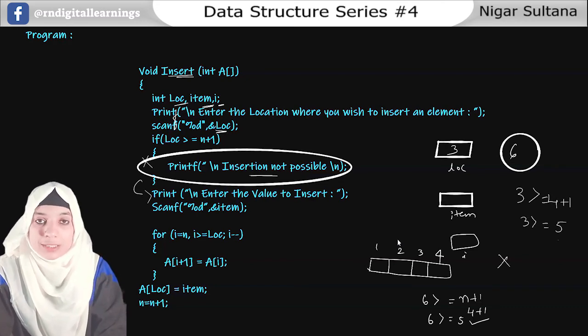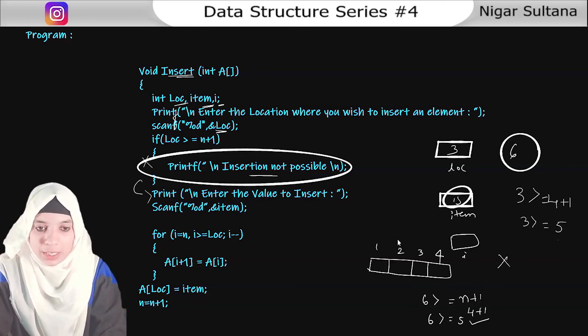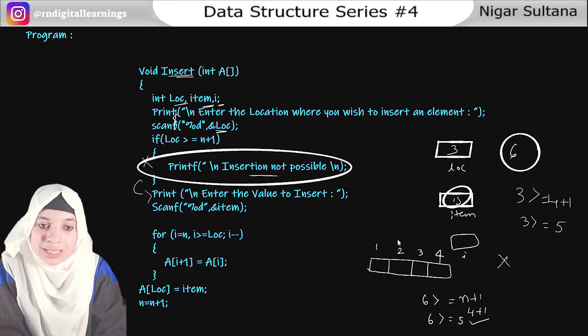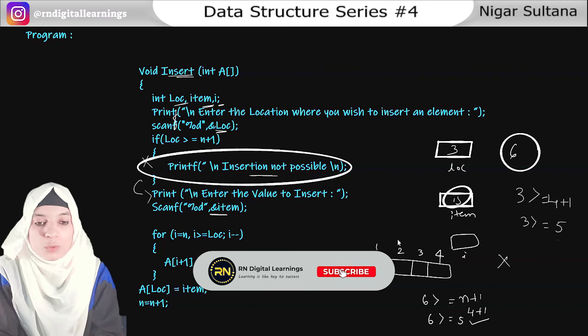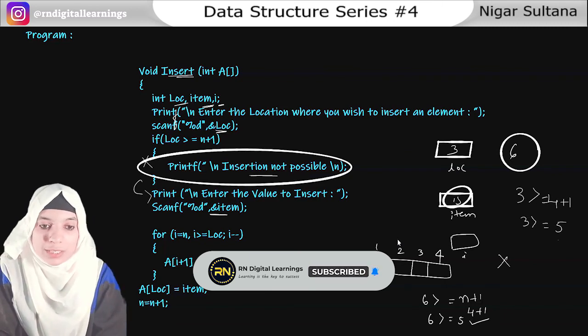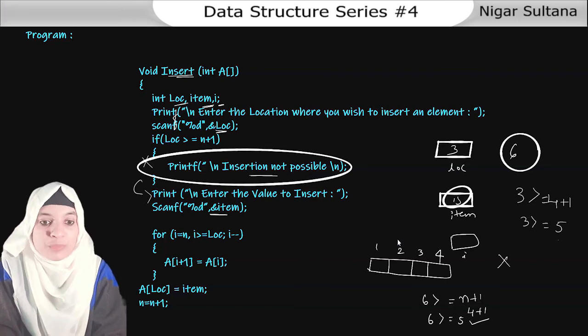So now I must ask what value has to be inserted. Suppose I tell 15, so 15 will be stored in the item variable. Now see here, this is a scanf, I will be accepting the value, that is, I am reading the value which the user has given. So this 15 is of what type? It is of integer type, so I have given %d.